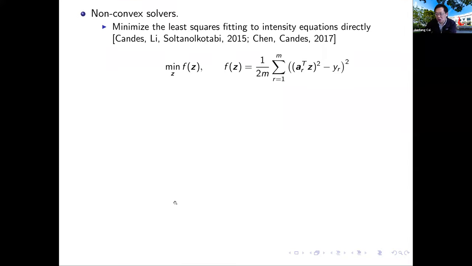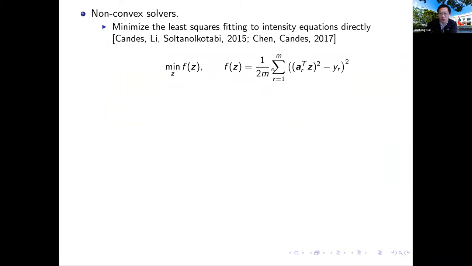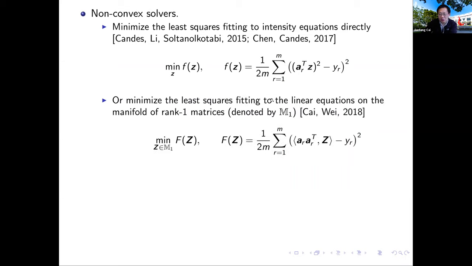Then we may also use a non-convex solver to improve the computational efficiency. The idea is to consider least squares fitting to the intensity equations. This is just the error of each equation, and then we consider this least squares error. Since this is a very smooth function, we may use gradient descent to solve this non-convex optimization. Or we can again lift this problem to the matrix domain, and get a least squares fitting for the matrix linear equations. But now this Z is not an arbitrary matrix, but just a rank one matrix. So we minimize this least squares objective function on the rank one matrix manifold.